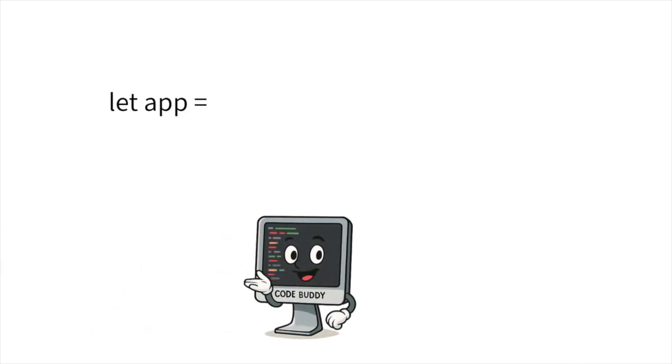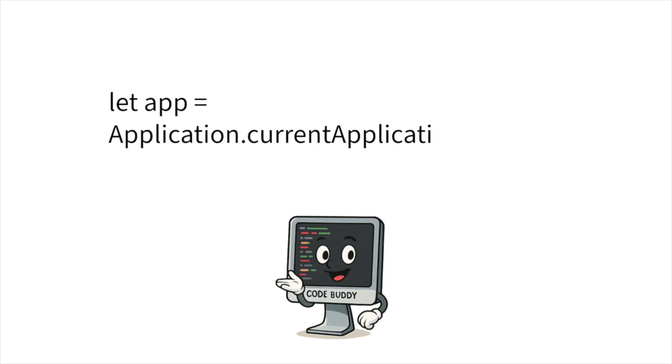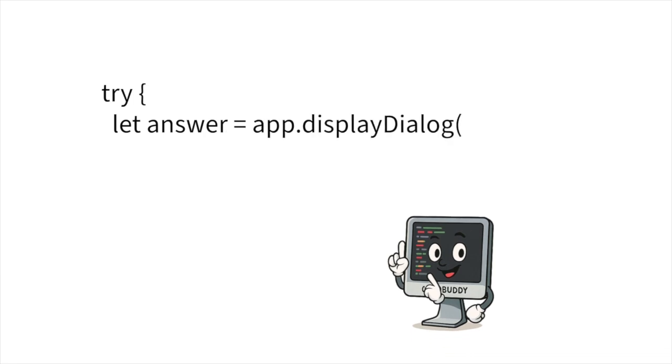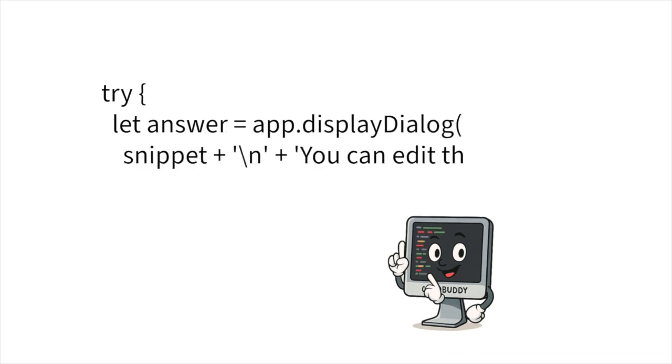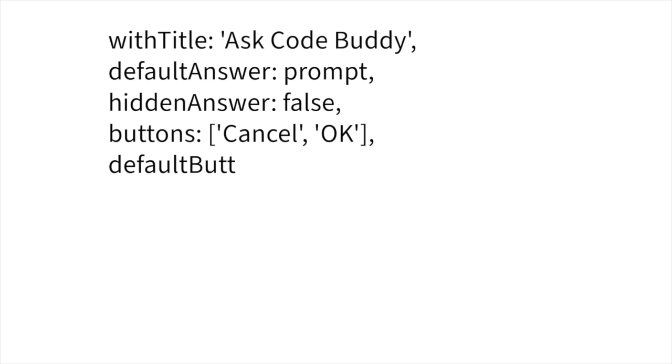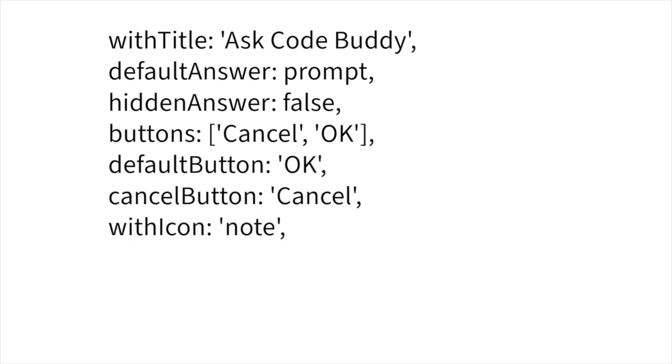Displaying a dialog to edit the prompt. What it does: shows a pop-up dialog containing your selected code snippet and a place to edit the prompt if you want to customize the question you're asking ChatGPT. Why it's useful: sometimes you'll want to tailor your question specifically to your situation. This lets you tweak the prompt without going back into the script.